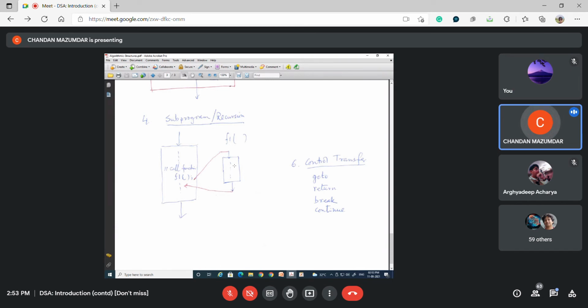The other thing which we discussed in the slide was control transfer, and there are 4 basic control transfer statements. One is goto label, return, maybe return with a value, and then break and continue. So these are the 4 control transfer statements. Okay.